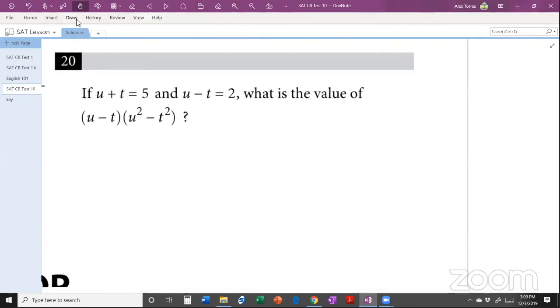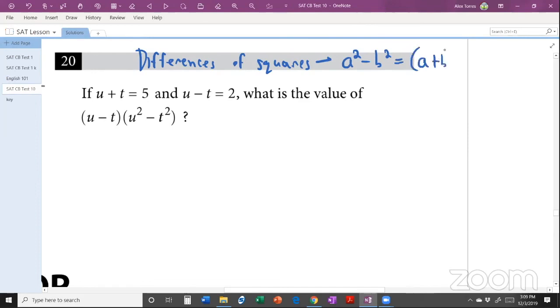So here we're dealing with differences of squares again. So we have differences of squares because we have u squared and t squared. Those are perfect squares with a minus sign in between. Difference of squares is the idea that a squared minus b squared, literally a difference of 2 perfect squares, is going to factor to the square root of each piece, a plus b and a minus b. So that's the idea of our difference of squares.